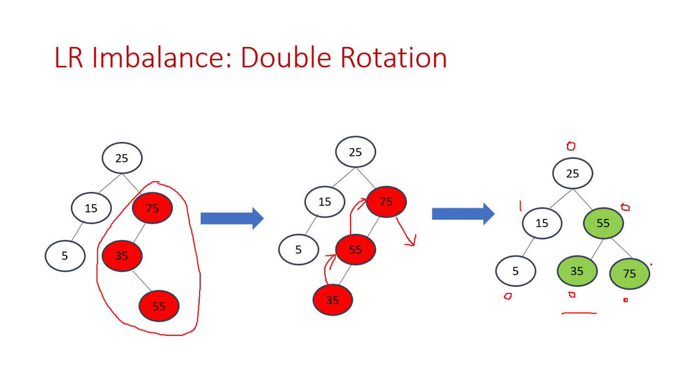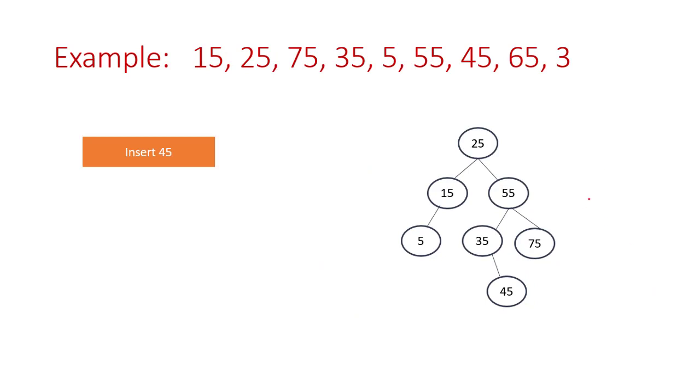After imbalance, I am showing these three nodes in a green color. There is no specific meaning for it. So we can go for the insertion of the next element, that is 45. When you have inserted 45, this is inserted as a right child of 45. Now check the balance factor.